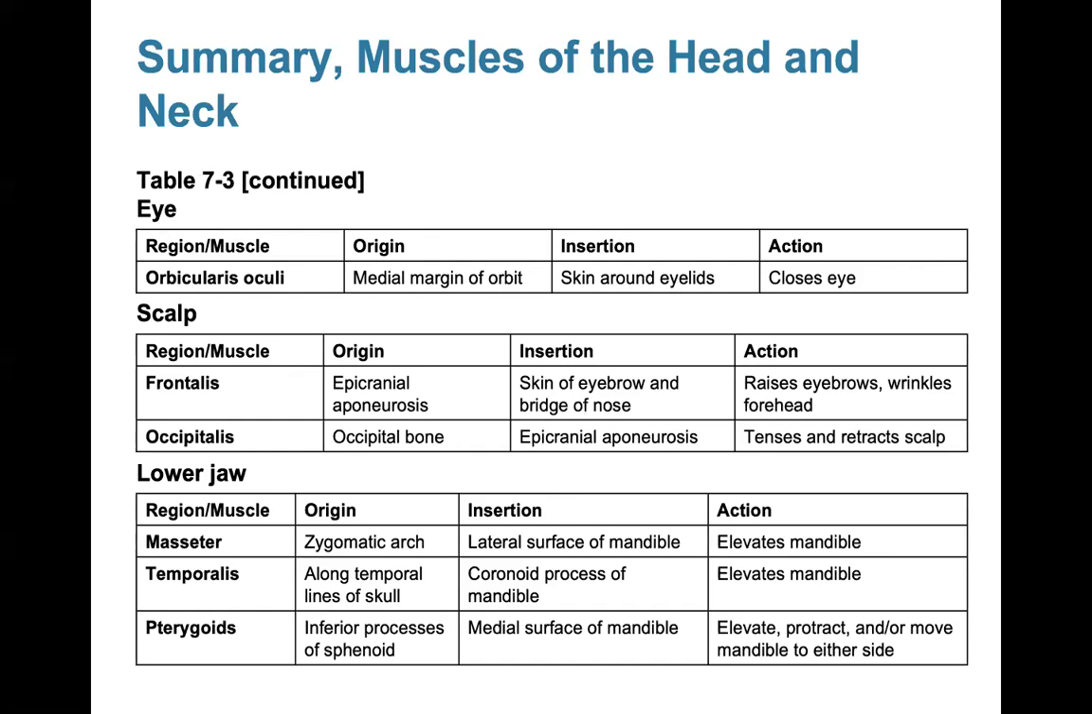The masseter will elevate the mandible. The temporalis and pterygoids will also elevate the mandible. The pterygoids will protract and move the mandible to either side. Again, all these muscles, the masseter, temporalis, and the pterygoids, which are part of the lower jaw, are involved in chewing.